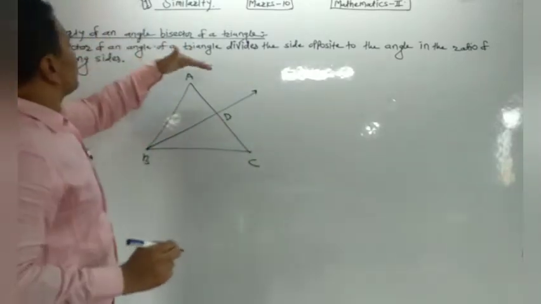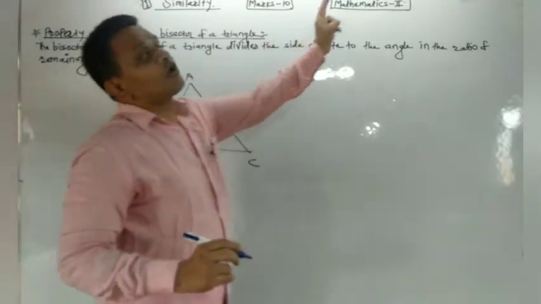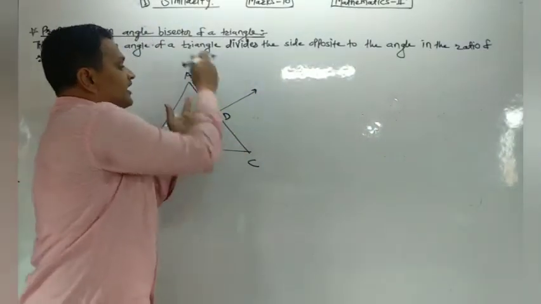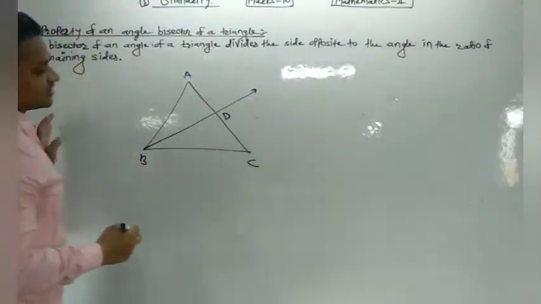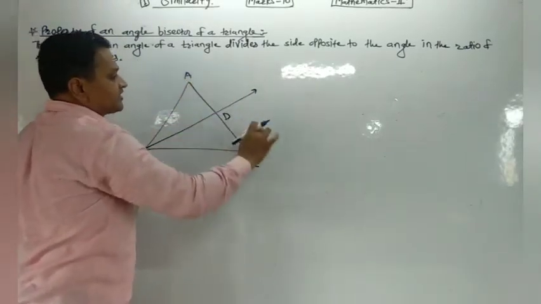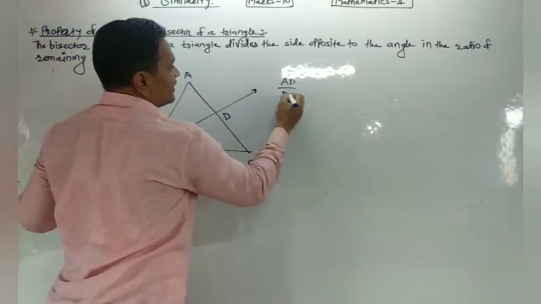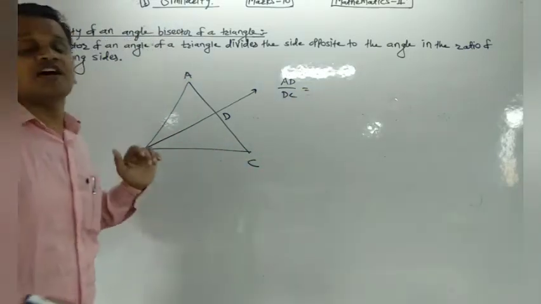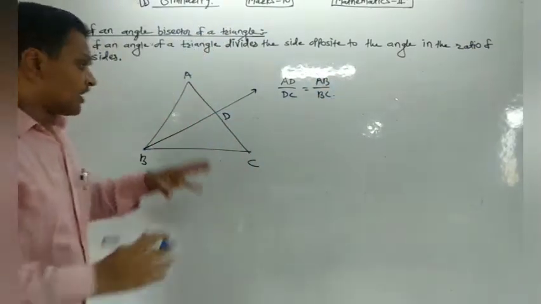The bisector of an angle of a triangle divides the side opposite to the angle, means the bisector divides the side opposite into AD and DC, in the ratio of the remaining sides. Means the ratio of these two segments, AD by DC, is in the ratio of the remaining sides. Which are the remaining sides here? AB and BC are the remaining sides, so AB divided by BC.